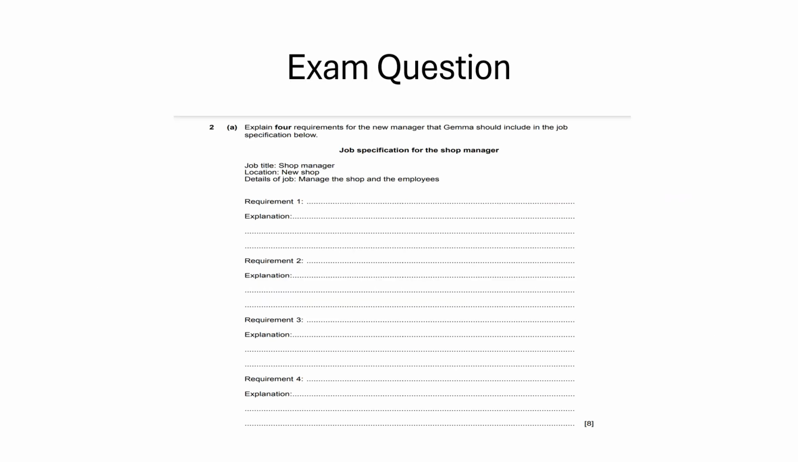Now let's go through an exam question. Explain 4 requirements for the new manager that Gemma should include in the specification below. The job specification for the shop manager: the job title is shop manager, the location is new shop, and the details are to manage the shop and the employees. So what are 4 requirements that Gemma must include in the job specification below? This question is 8 marks. Pause this video now and give this question a go.